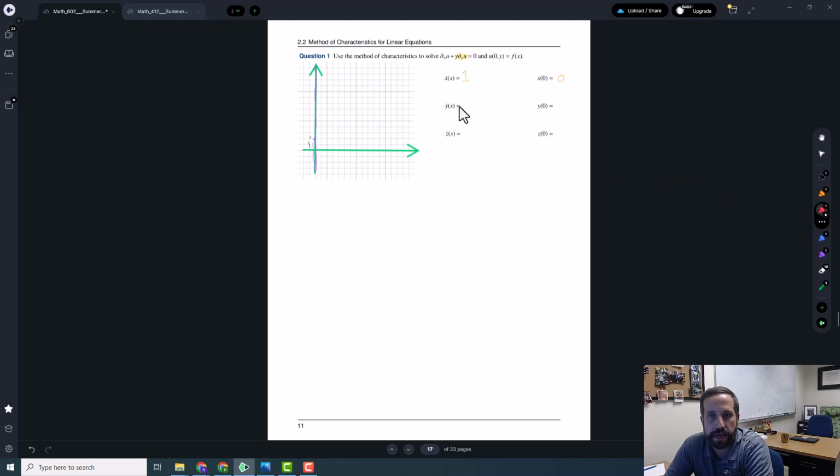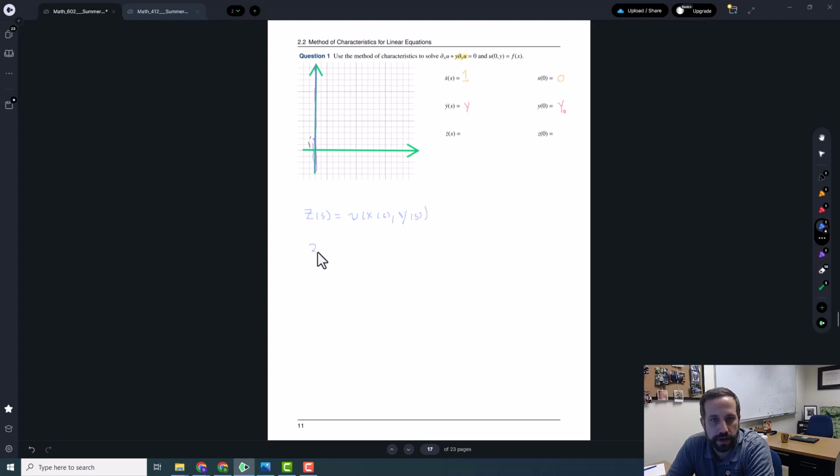Y dot is going to be equal to y. So now this is where the new thing is. Y dot is equal to y. And y of 0 is just going to be some generic point on the y-axis here, why not? And then z dot of s, okay, so again, since things are a little bit different, I just want to show this. Z of s is always going to be u of x of s, y of s.